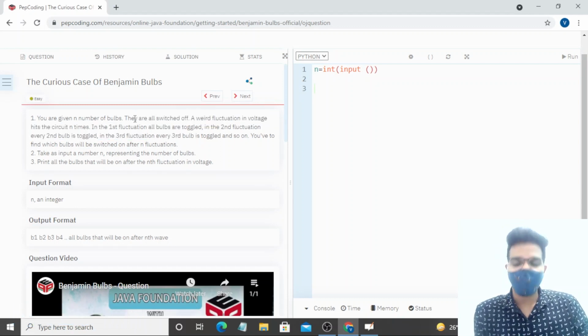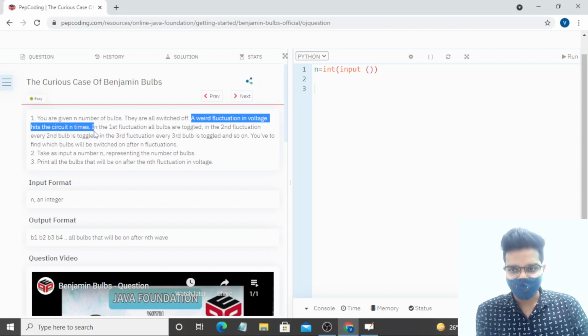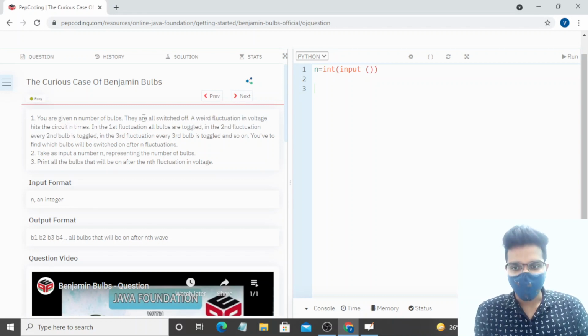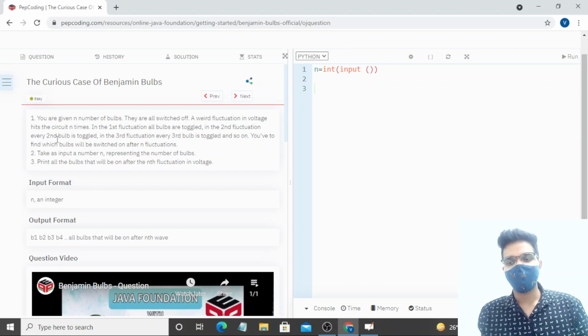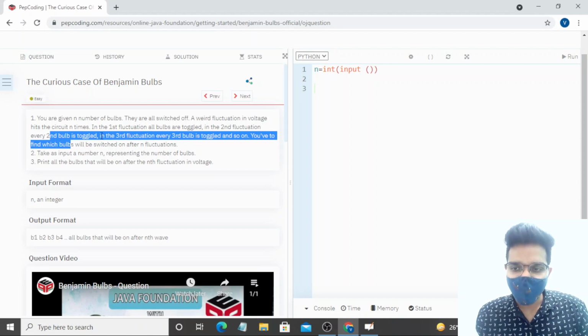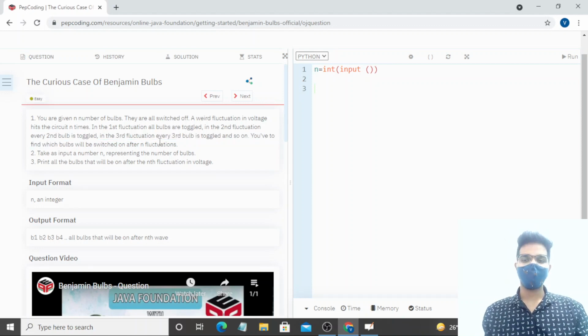We are given n number of bulbs and they all are initially switched off. A weird fluctuation in voltage hits the circuits n times. In the first fluctuation, all bulbs are toggled. In the second fluctuation, every 2nd bulb is toggled, every multiple of 2 gets toggled. Same in the third, every multiple of 3 gets toggled.